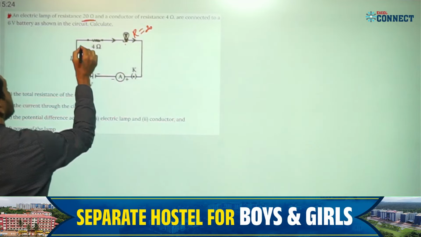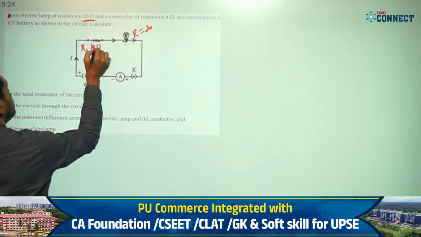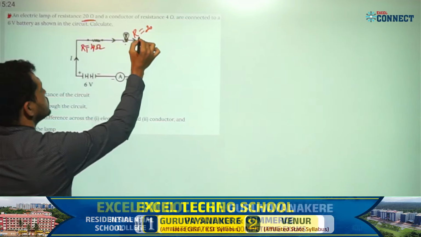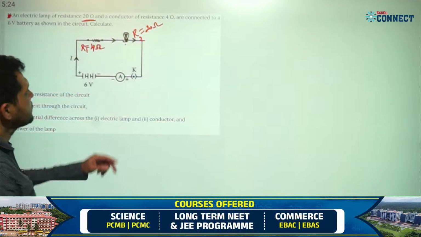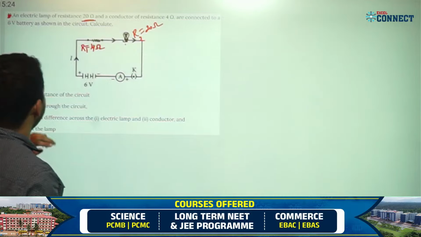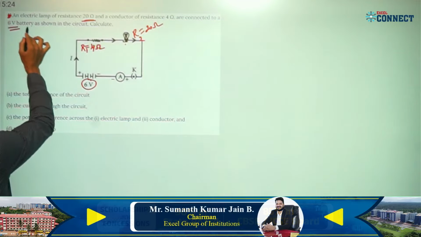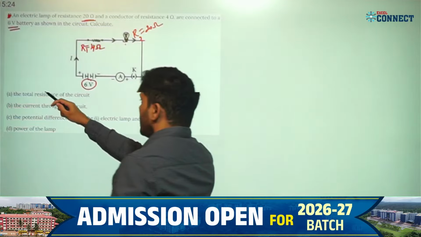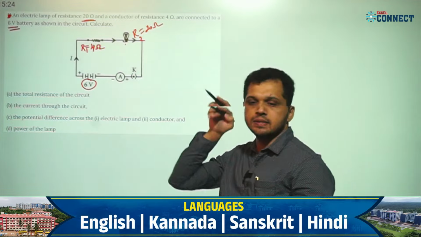I'll write this as R1 of 4 ohm. R1 is 4 ohm. And this is R2, the bulb of 20 ohm resistance. They are connected to a 6 volt battery, connected as shown in the circuit. Now calculate these 4 parameters. Question A is the total resistance of the circuit.